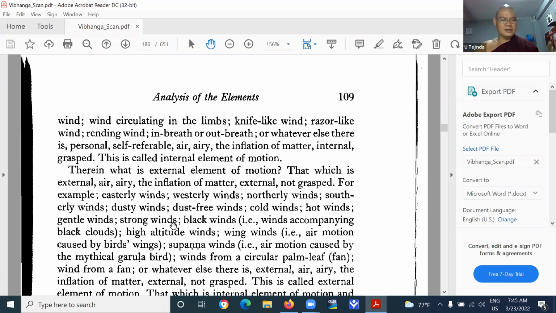So these days we have a storm. The Asani storm, that's why we have rain here. Asani storm hit the delta region. Black wind like a tornado, you know, tornado, the winds are black. So the tornadoes, the wind accompanies black clouds. Yes. High altitude winds. What kind of wind is that?